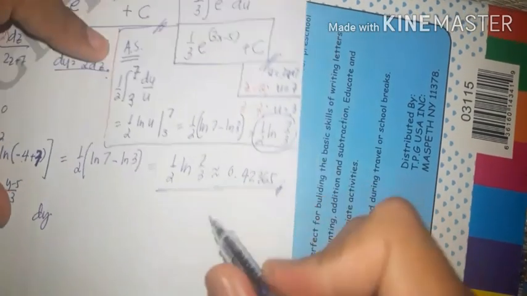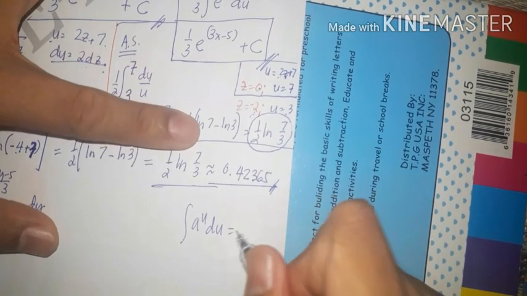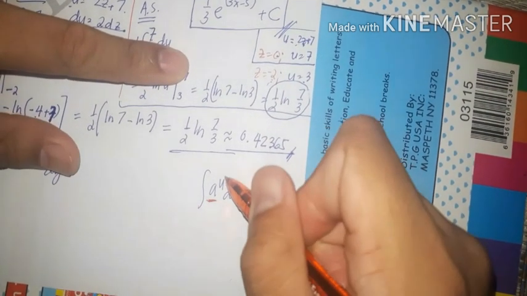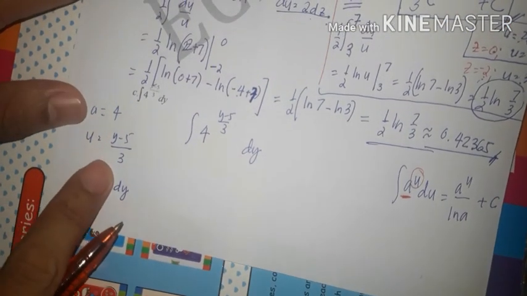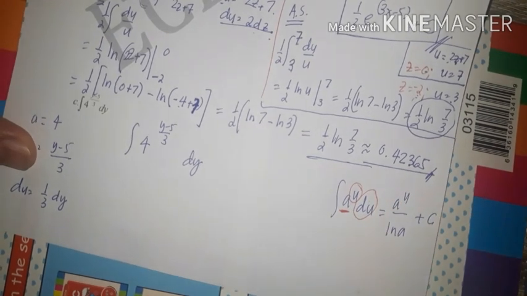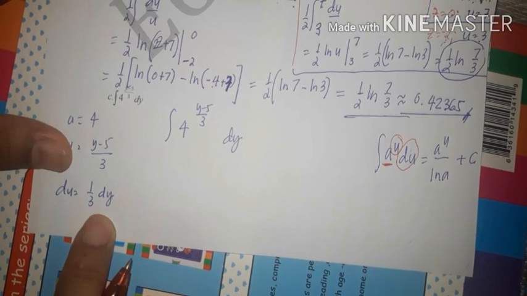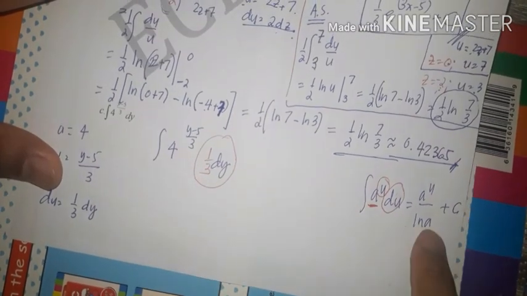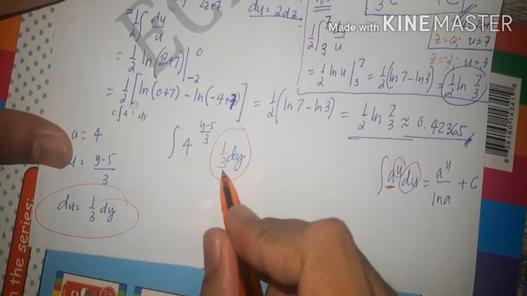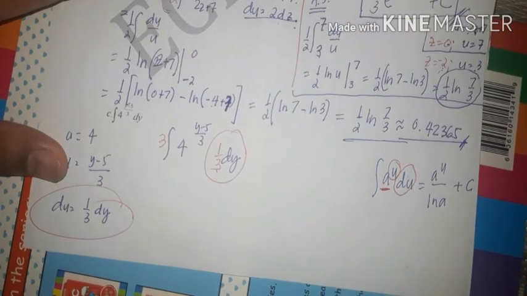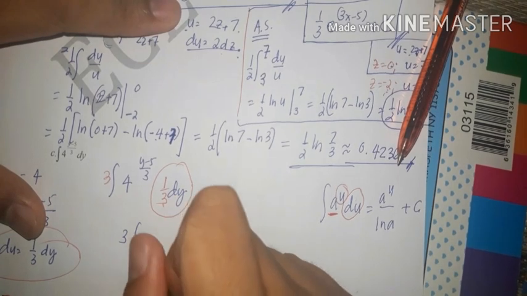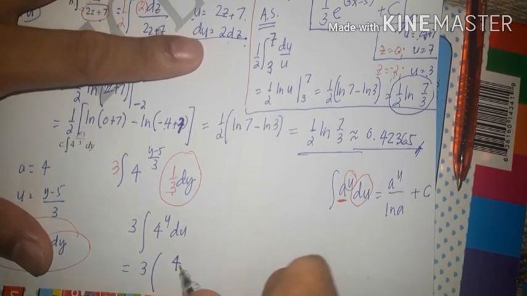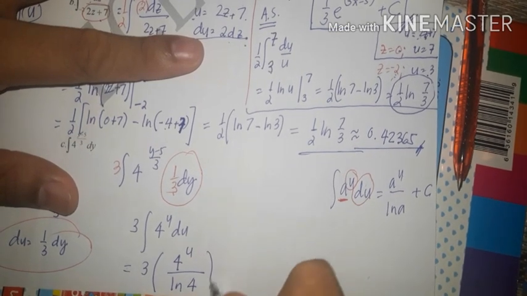So again, our given is the integral of 4 to the y minus 5 over 3 dy. The formula we will follow is the integral of a to the u du, which becomes a to the u over ln a plus c. So again, a is 4, u is y minus 5 over 3, and then you need a multiplier du, which must be 1/3 of dy. But originally, only dy is written. So what do I need to provide? I need to provide 1/3 to make that equal to your du. Since I provided 1/3, I need to provide 3 outside. So this now gives you 3 times the integral of 4 to the u du, and that's equal to 3 times the quantity 4 to the u over ln of 4 plus c.